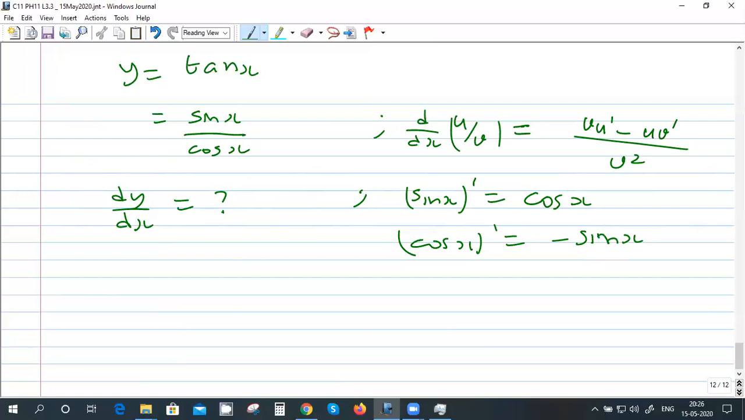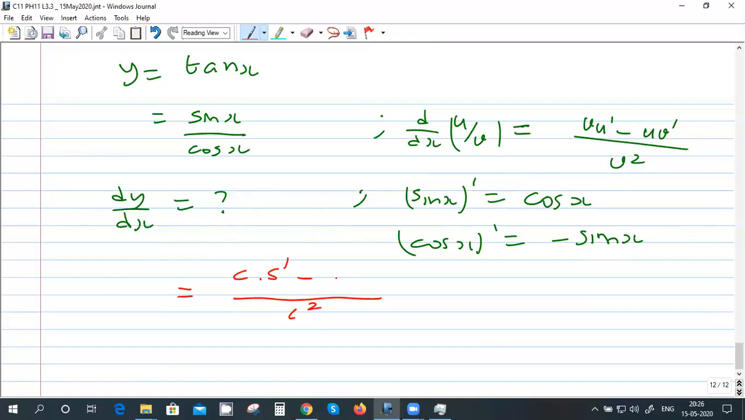So do it quickly. v is cos x, and u dash, which is the derivative of sin x, is cos x, so cos square x plus sin square x. Is it divided by v square or u square? v square. In the denominator here v is there, so in the result also v square is there. That way you can remember. Cos square x plus sin square x by cos square x.